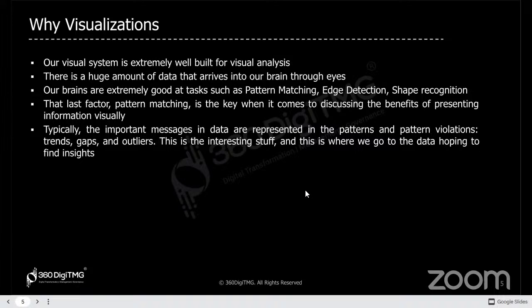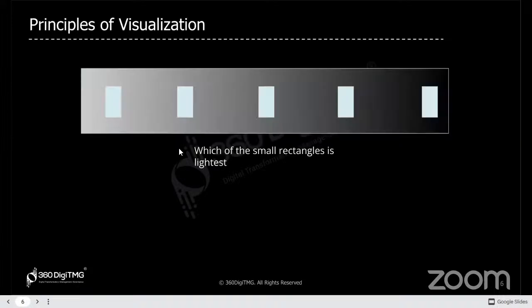And in BI, how is it used? It will help us provide the right information to the right people at the right time so that they can take the right decisions. That is the purpose of business intelligence. And we are going to use visualization to achieve this purpose. So when we are creating visualizations, we need to bear a few principles in mind. We'll try to understand each of those principles using some small examples here.